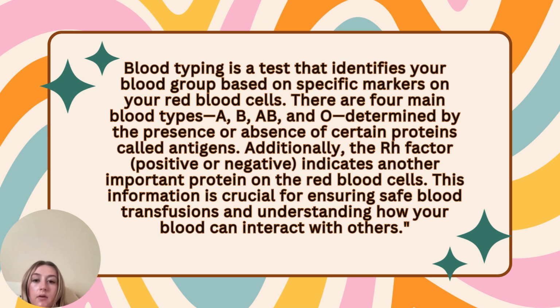Blood typing is a test that identifies your blood group based on specific markers on your red blood cells. There are four main blood types: A, B, AB, and O, determined by the presence or absence of certain proteins called antigens. Additionally, the Rh factor, which we talked about earlier, determines whether it's positive or negative, and indicates the important protein on red blood cells. This information is crucial for ensuring safe blood transfusions and understanding how your blood can interact with others.